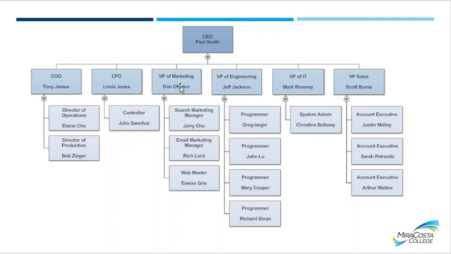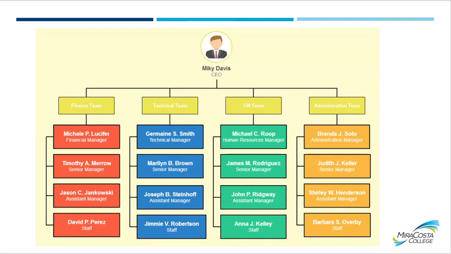VP, which is Vice President of Marketing, Engineering, IT, Sales. So see how many different teams are already created here, and then you have people underneath them as part of their team. And these are the leaders. And then these leaders report to the CEO. So those are two different types of organizational charts there you can check out.